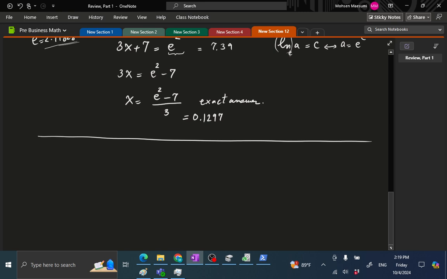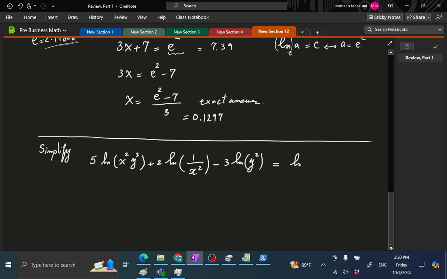Let's do another logarithm problem. Suppose I have 5 logarithm of x squared y cubed plus 2 logarithm of 1 over x squared minus 3 logarithm of y squared. These are all natural logarithms. What we want to do is to simplify, which means write with one logarithm only. So the question is, if you simplify this to logarithm of something, what is that thing?